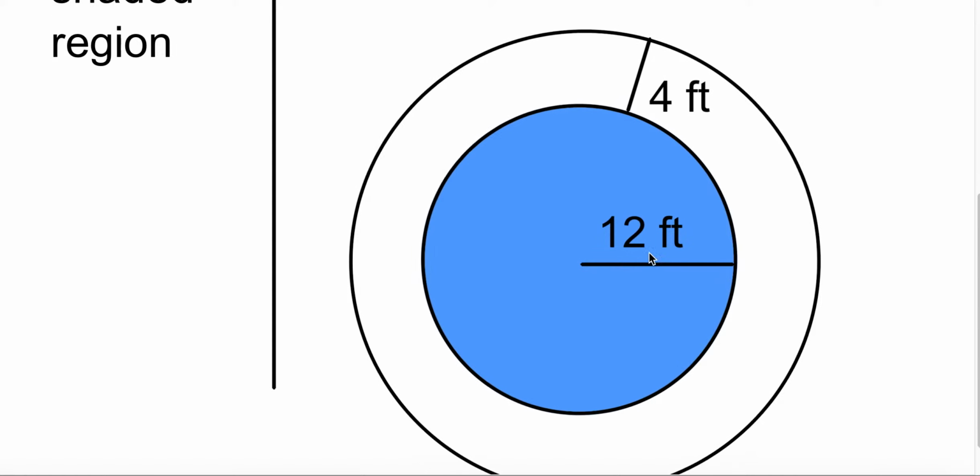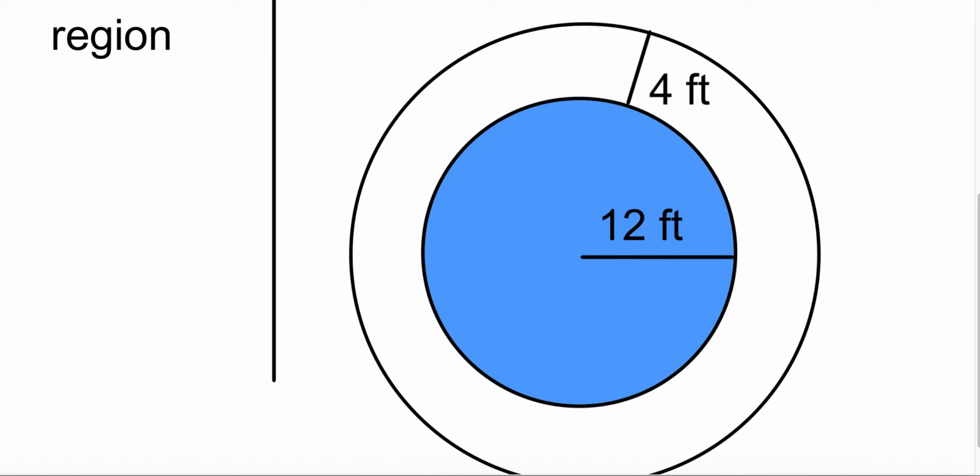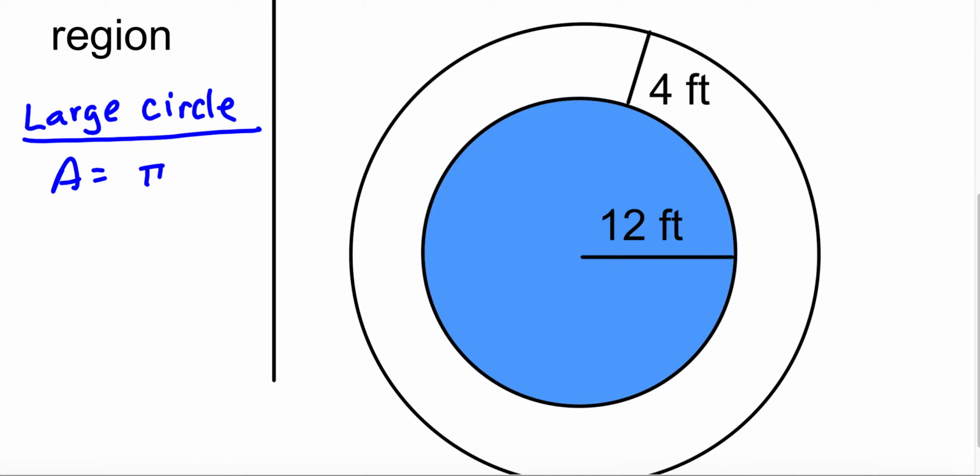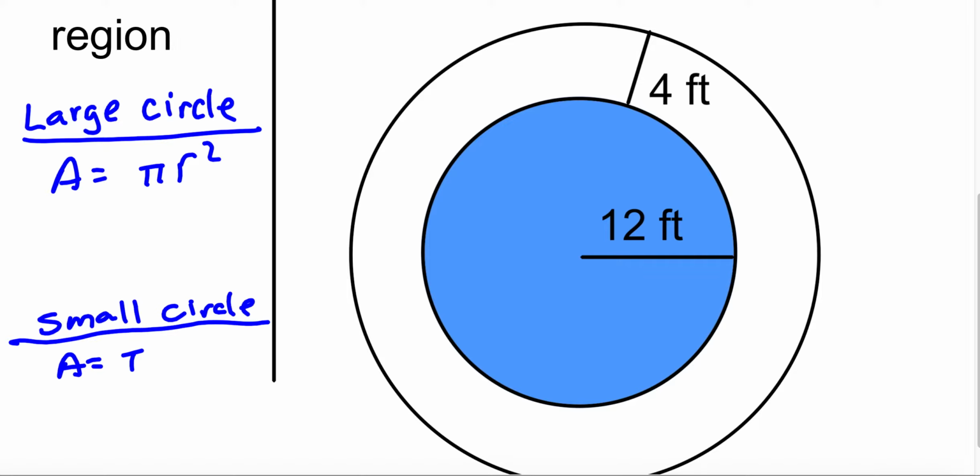So in this question, you have two circles. You have the large circle and the small circle. To find the area of the large circle, you have to use the formula A equals pi r squared. And then you have the small circle, which is where the pool is. A equals pi r squared. Go ahead and pause, solve this one, and then come back.